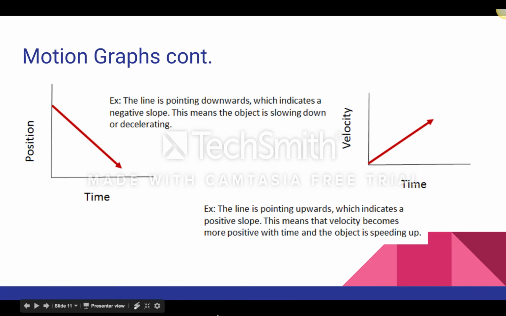The second picture is a velocity versus time graph. The line is pointing upwards, which indicates a positive slope. This means that velocity becomes more positive with time and the object is speeding up.